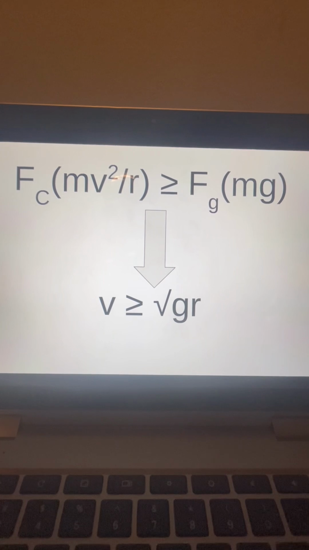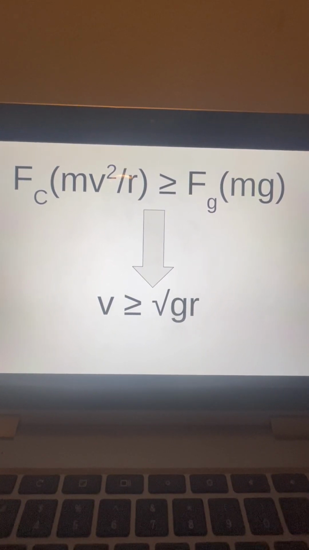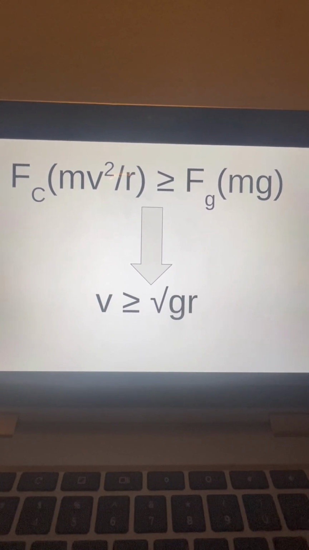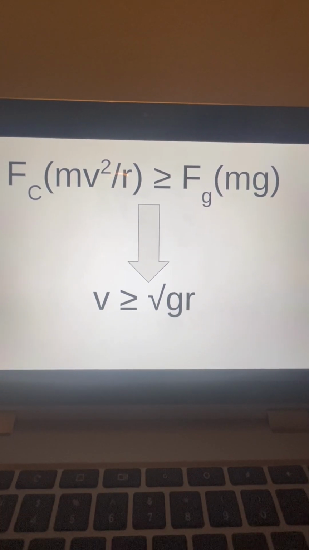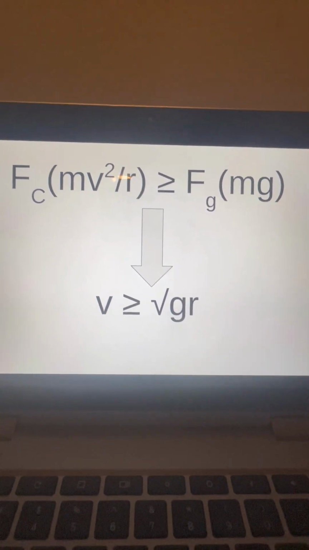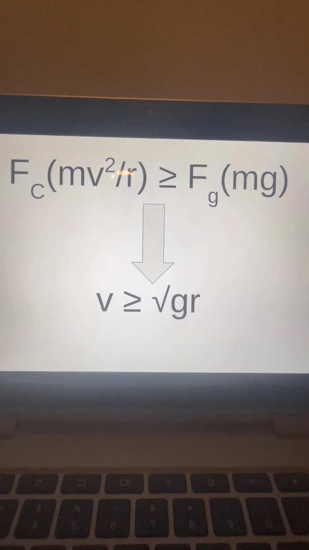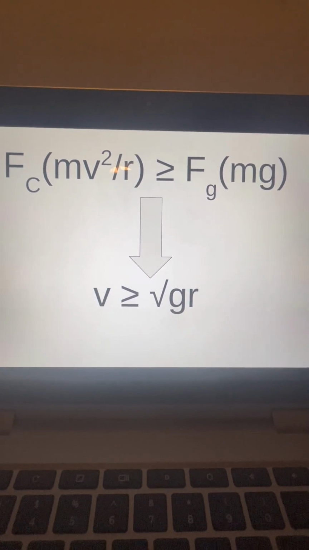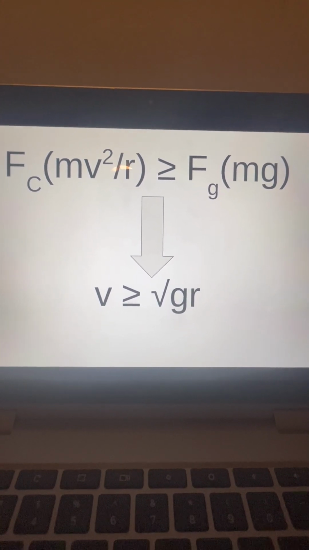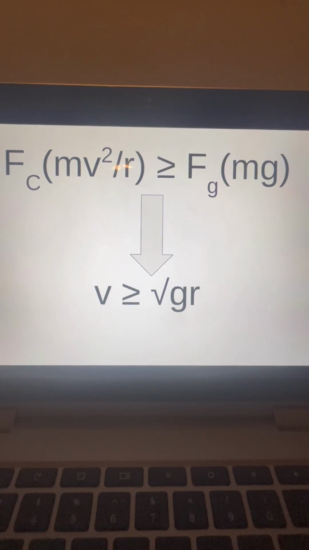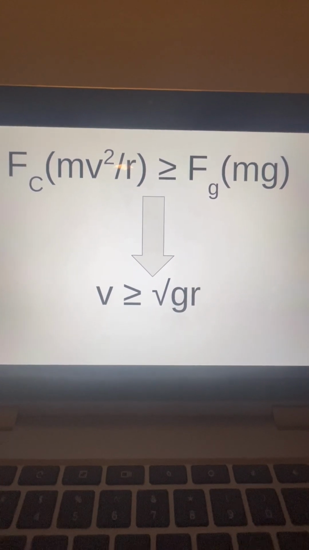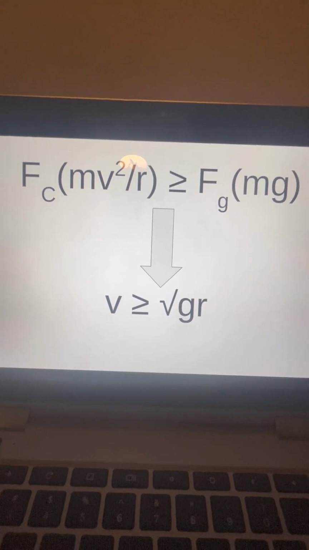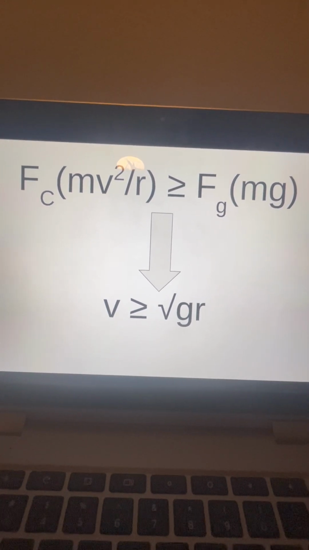In order to complete the loop, the centripetal force, which is mv squared over r, must be greater than or equal to the force of gravity, which is of course mg. That can be simplified to v is greater than or equal to the square root of g times r. R is obviously the radius of the circle.